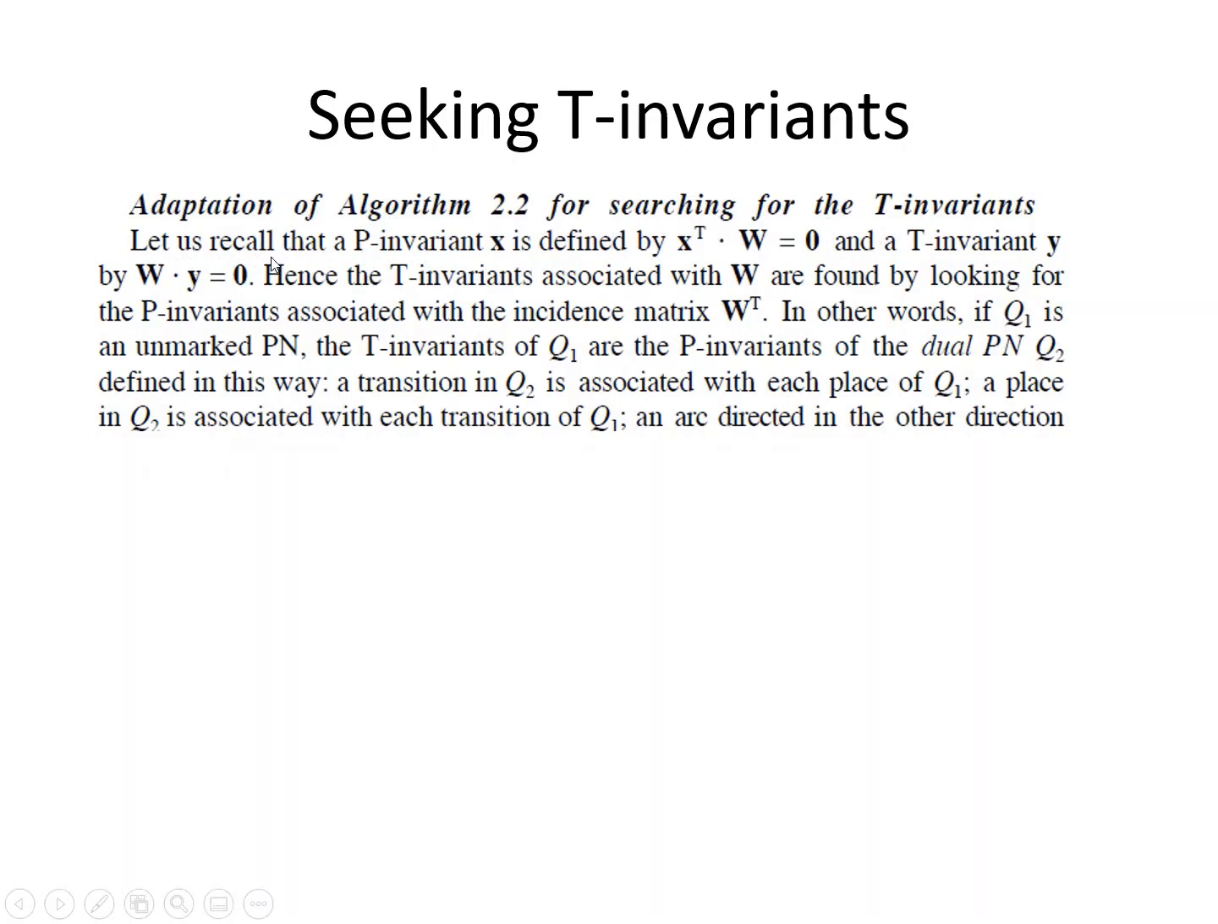You see that a P invariant actually satisfies the equation X^T dot W equal to 0, where W is the incidence matrix and X is the corresponding vector of the P invariant. And a T invariant satisfies the equation W dot Y equal to 0. So Y will be a T invariant if this equation is satisfied. X is a P invariant if X^T dot W equal to 0 is satisfied, right?